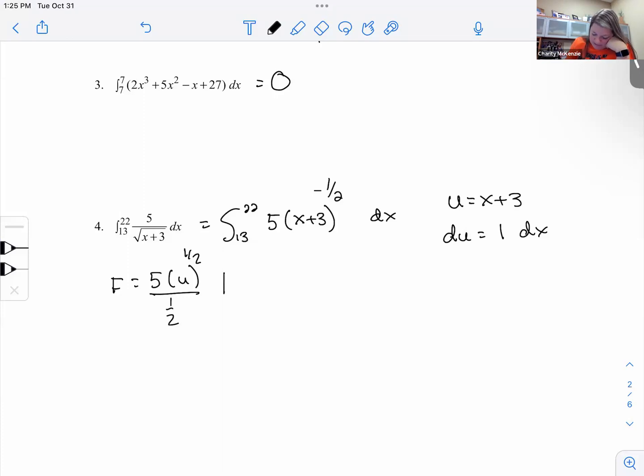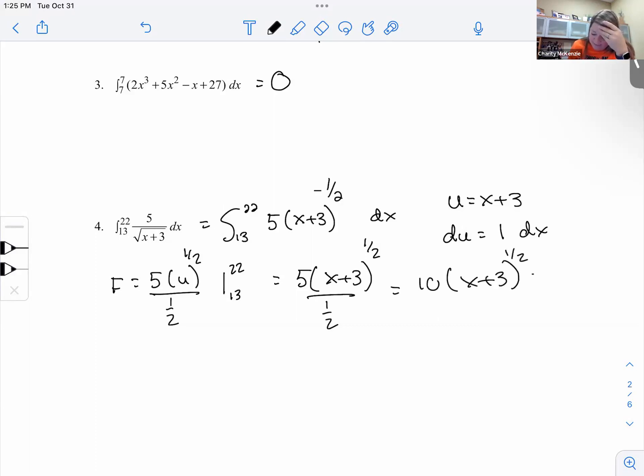In my math lab, it just kind of keeps this 13 to 22 like this. I want to show that. It's basically saying you still have to evaluate it. Even though you're working on that antiderivative, you still have to evaluate solving that integral. So this is going to be putting back in the u: x plus 3 to the 1/2 divided by 1/2. What is 5 divided by 1/2? It's 10.